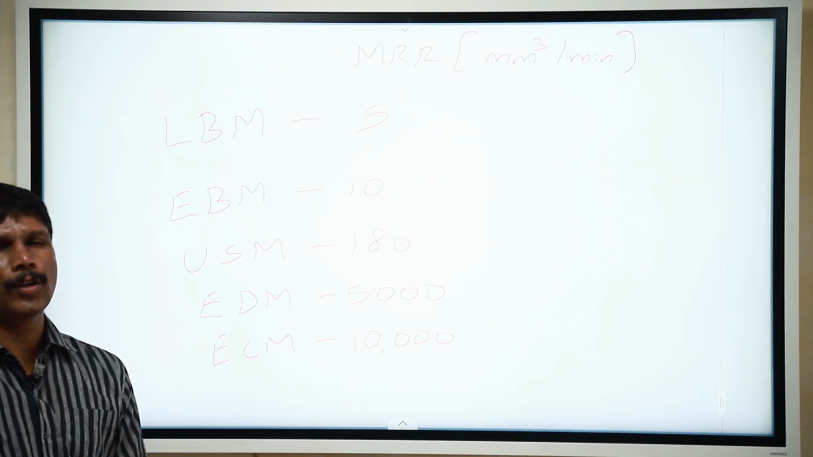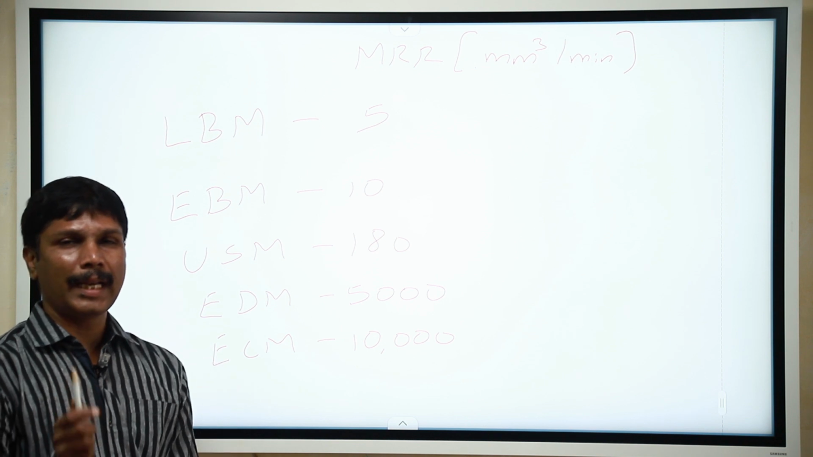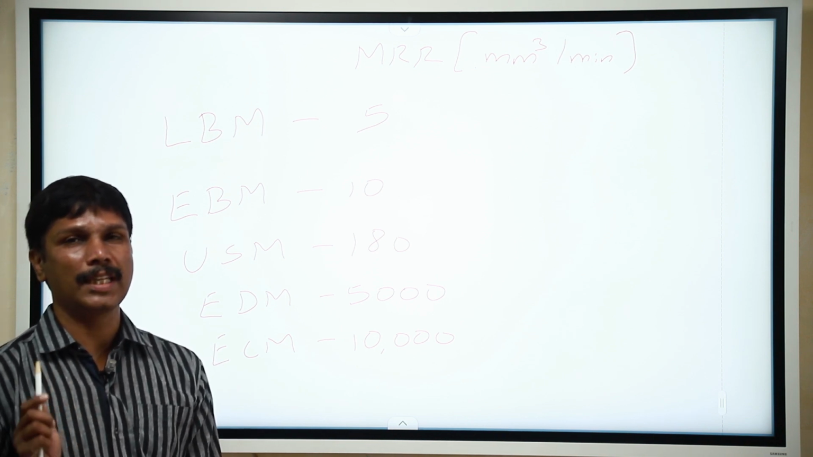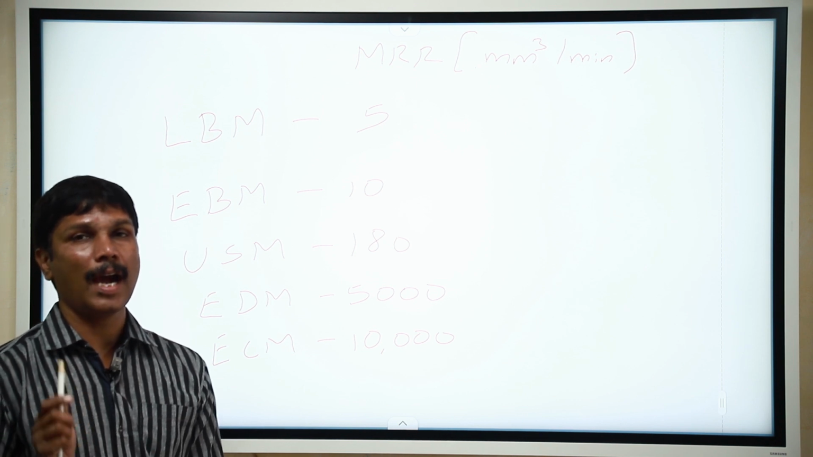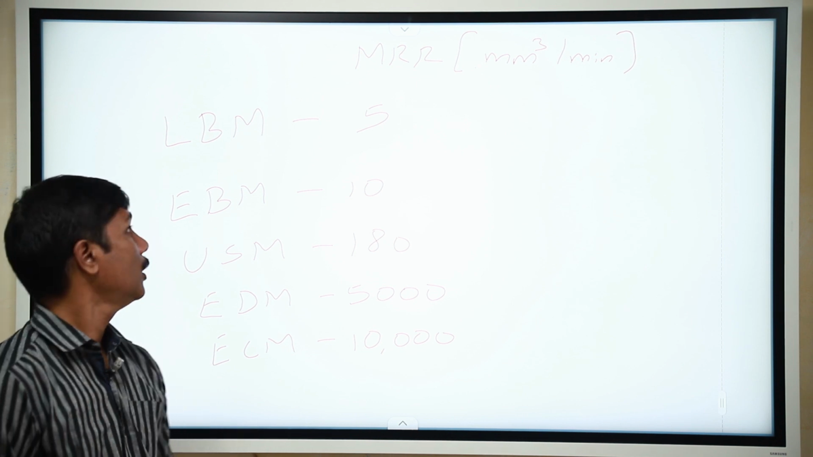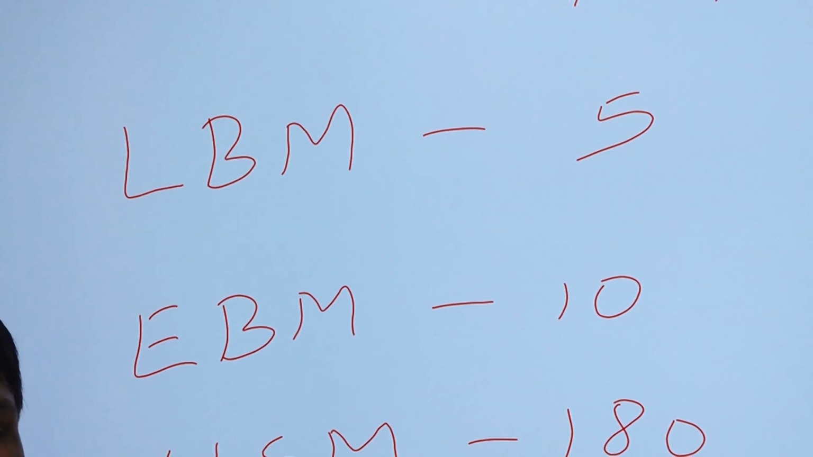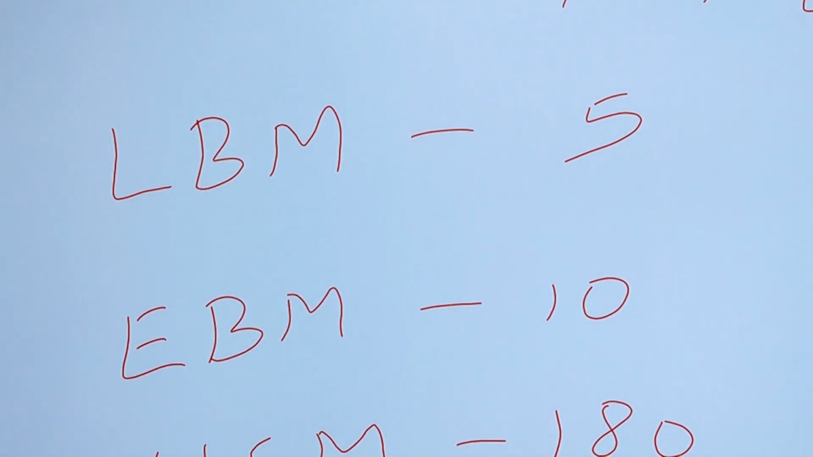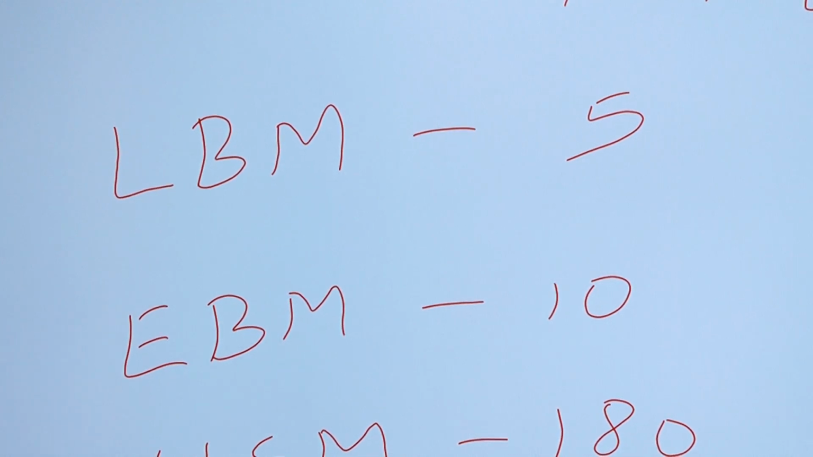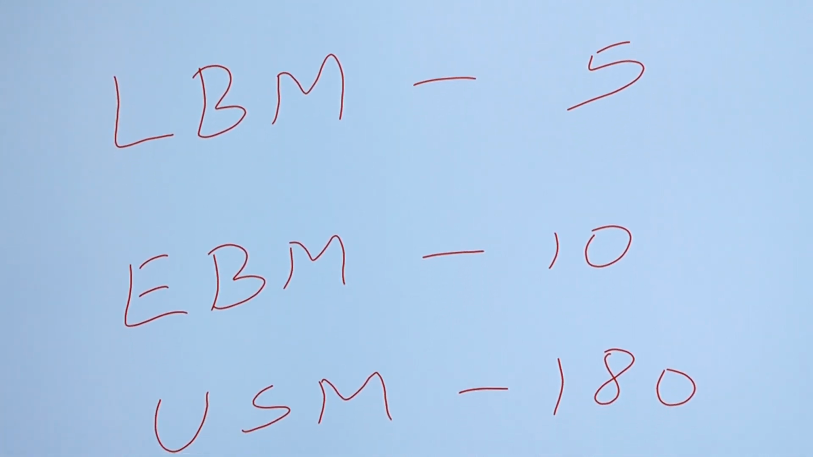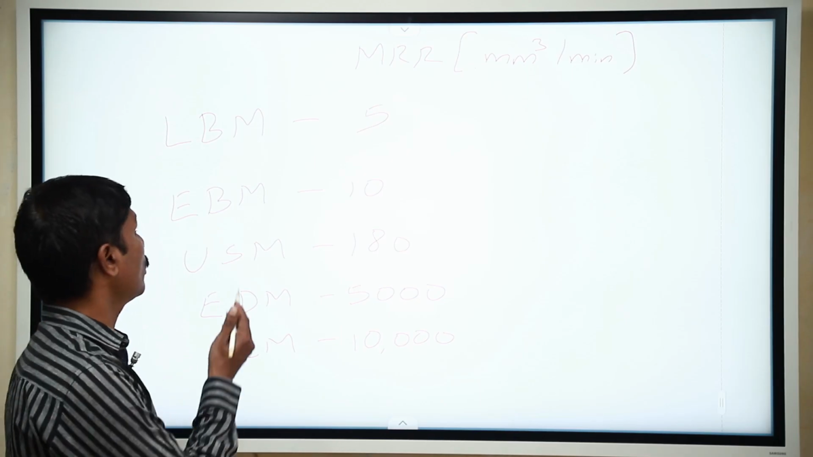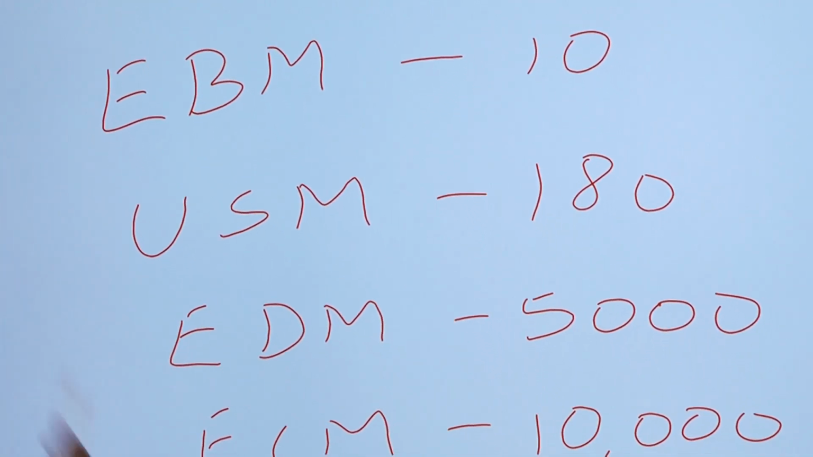Now we are going to discuss the metal removal rate of different unconventional machining processes. What are the processes? LBM, laser beam machining, has a low MRR, 5 millimeter cube per minute. The electron beam machining has 10 millimeter cube per minute. So compared to LBM, EBM is somewhat higher.